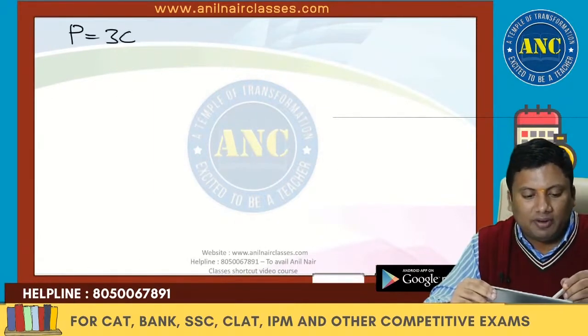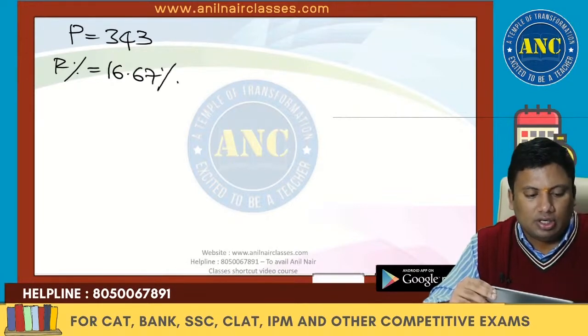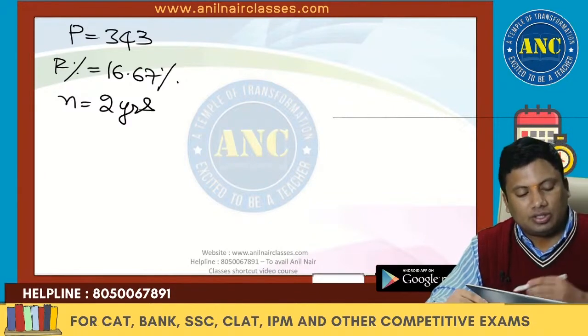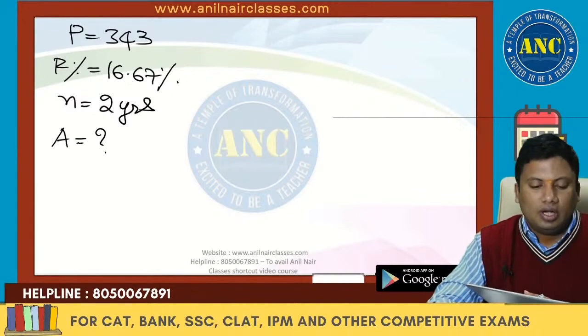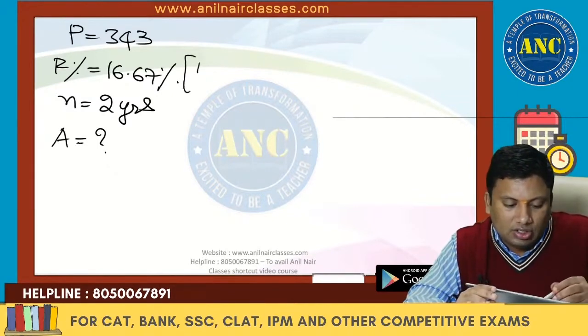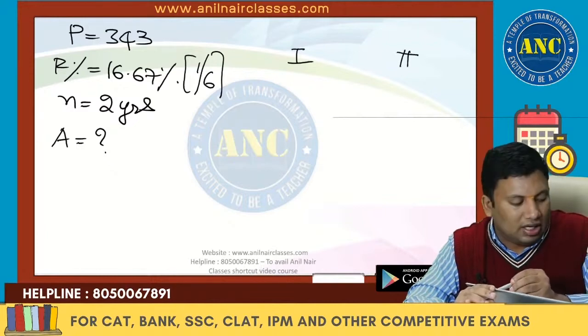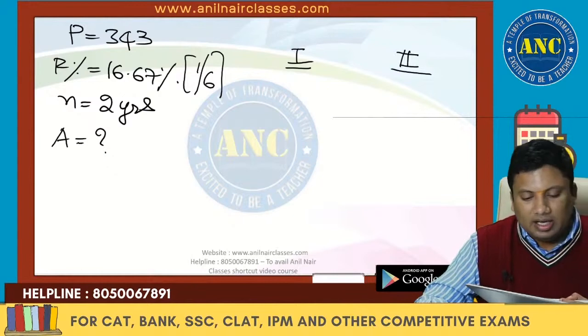P is 343, R is 16.67%, N is 2 years. Find the amount. Please don't do it like this. 16.67 is 1 by 6. This is the first year and it is 70, then the second year.